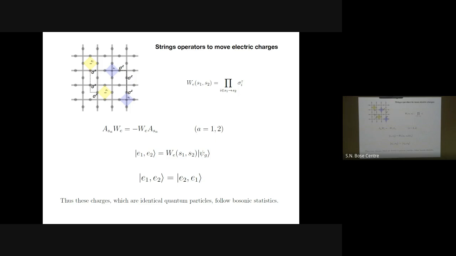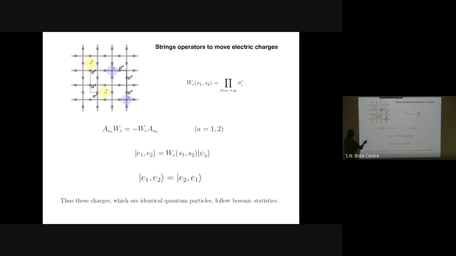Suppose I created these two defects, these two charges or these two excitations of the BP type, by acting with a sigma x here. So the original excitations were here and here. Subsequently, if I act with sigma x here and then here, this excitation remains here, but this one moves to this. And similarly for sigma z, again without any cost.